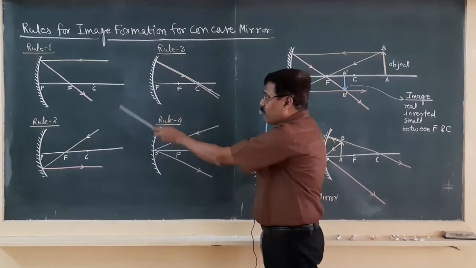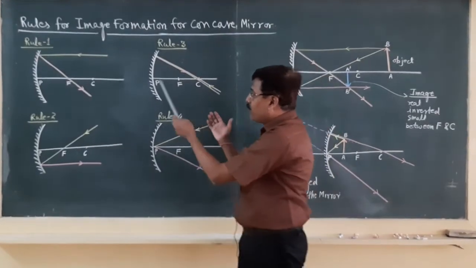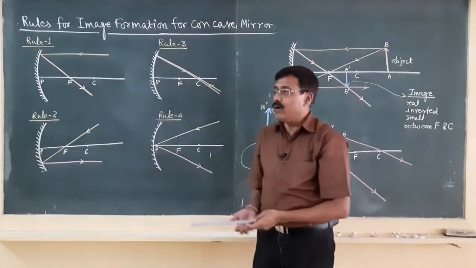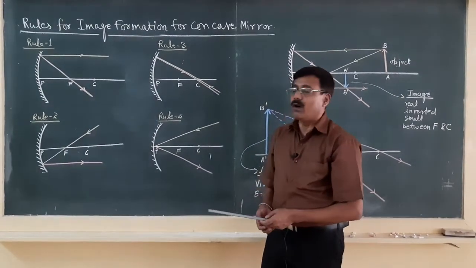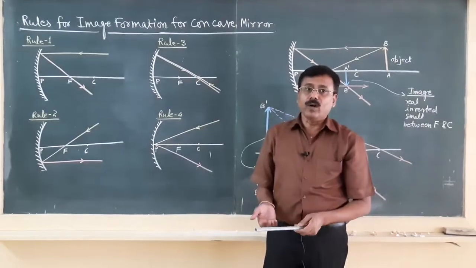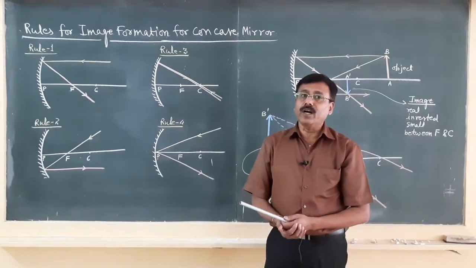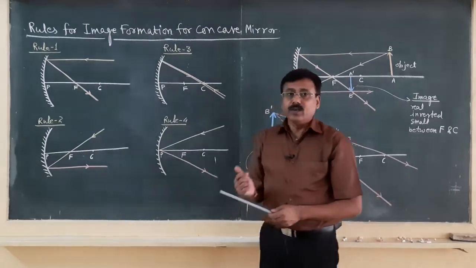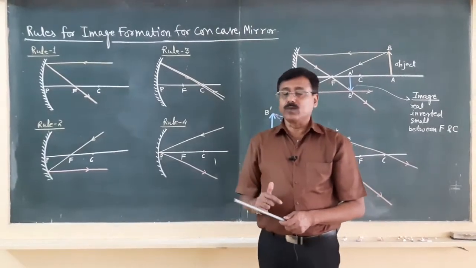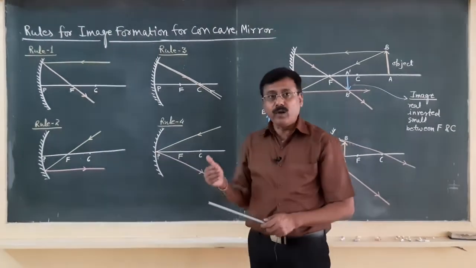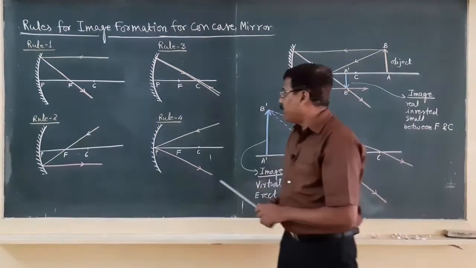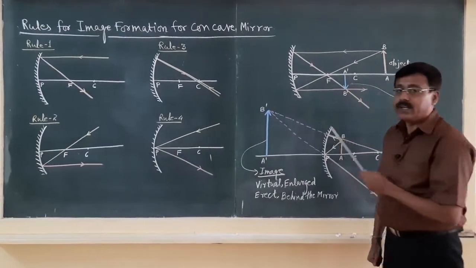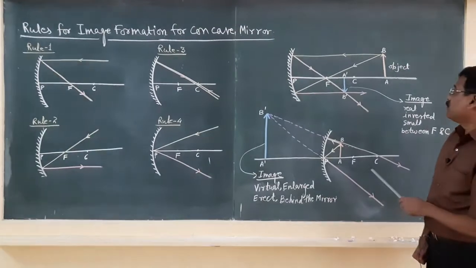So, these are the four rules, and with the help of these four rules we can locate the position of the image of any object kept in front of the concave mirror. For location of the image we need an intersection point, so we can apply all the rules or a minimum of two rules. I am taking two cases, one for a real and one for a virtual image.